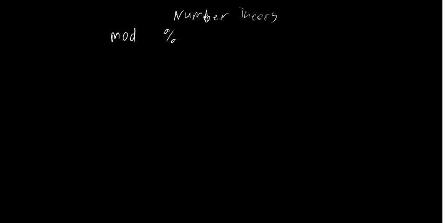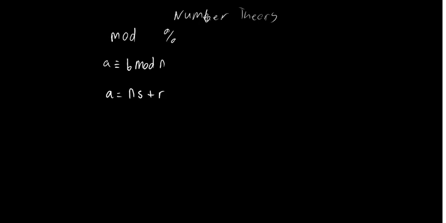First of all is congruence. If we have a is congruent to b mod n, what does this mean? Basically, these two, when divided by n, leave the same remainder. So we can say that a can be expressed as n times some integer, let's say s, plus a remainder, because it leaves a remainder.